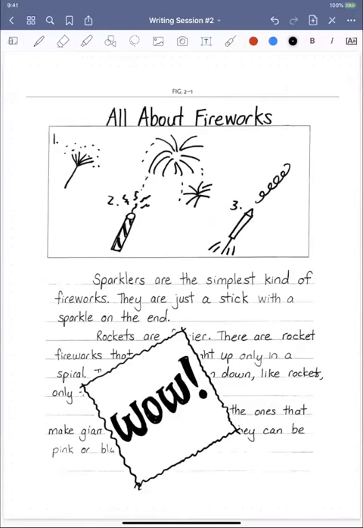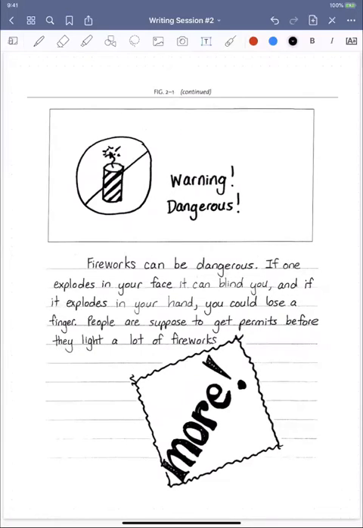On my first page, my All About Fireworks, they wrote, "Wow." I bet they were surprised about our information. We had a lot there, and it was a lot of great information. On the second page, their feedback was "more." I guess they wanted some more on this page about maybe how fireworks can be dangerous. I probably need to do some work to fix what feedback the other teachers gave me.